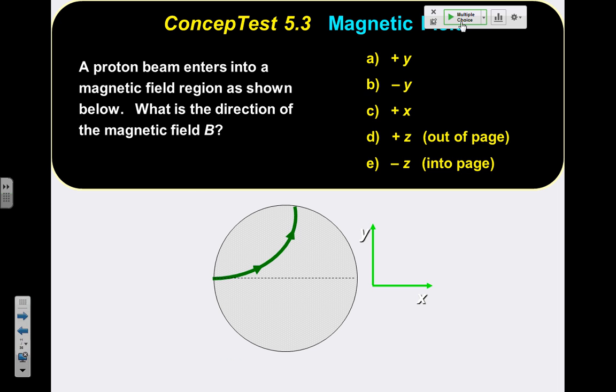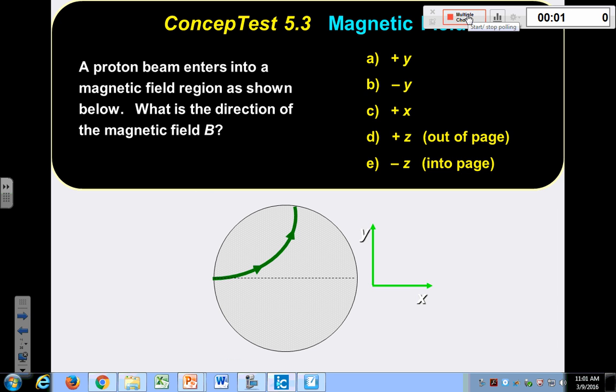All right, a proton beam enters a magnetic field as shown below. What is the direction of the magnetic field? So here I have a beam of positive particles. They enter into this magnetic field. I don't know what direction it's going, but I know that when they enter, they go up in a direction like that. And so I want to know what is the direction of the magnetic field.